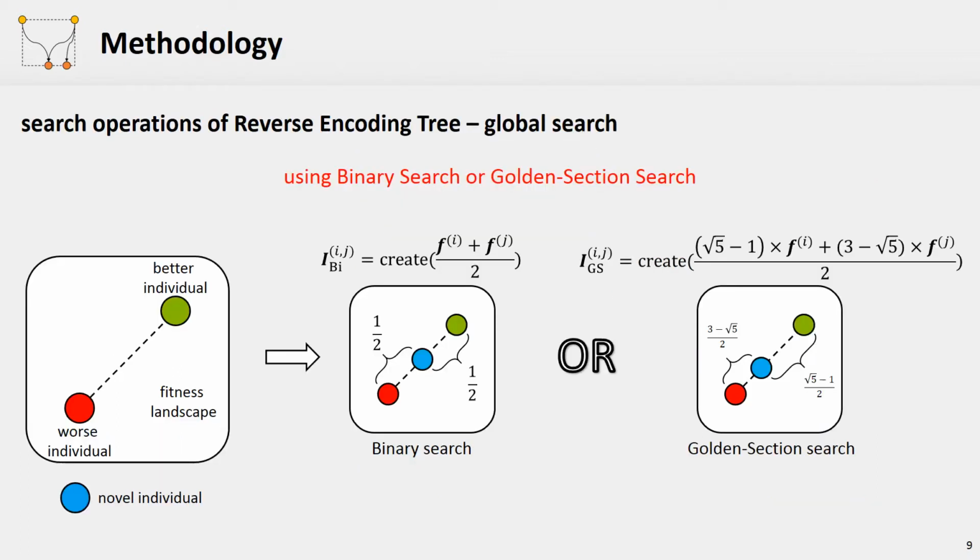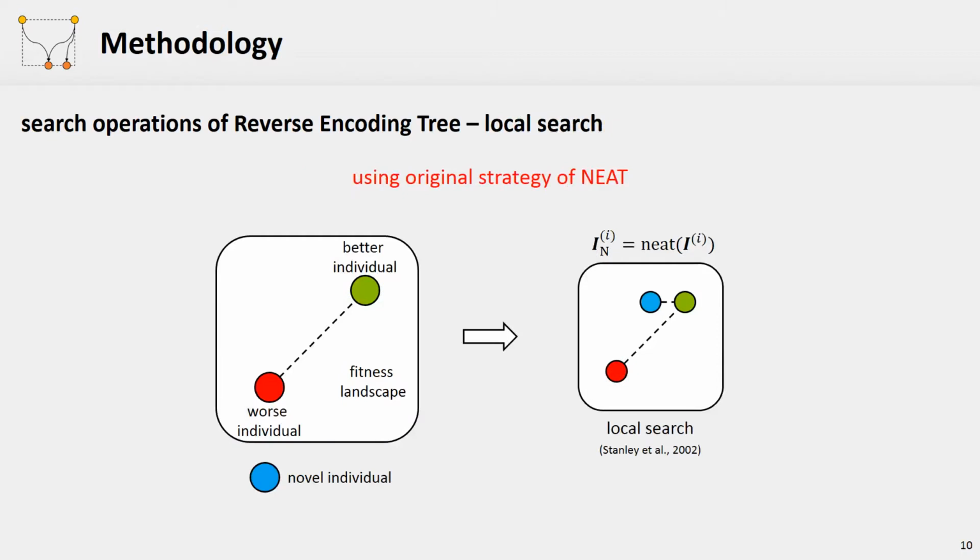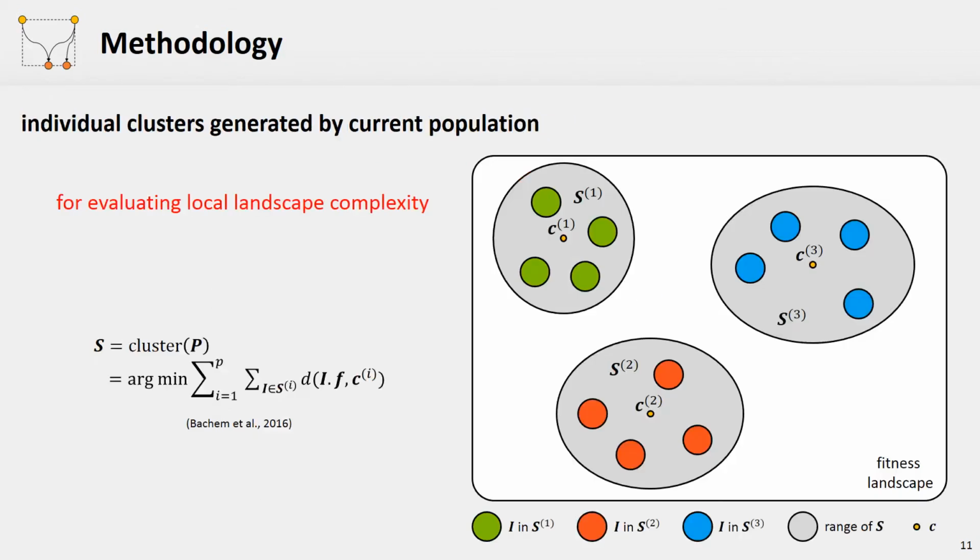Here, we describe how to generate a novel individual by global search. We proposed two kinds of search methods, binary search and golden section search. We obtain the feature matrix of the global individual by superposing the two feature matrices. For the local search, we use the original search design of NEAT. The usage timing of global search or local search should be further discussed.